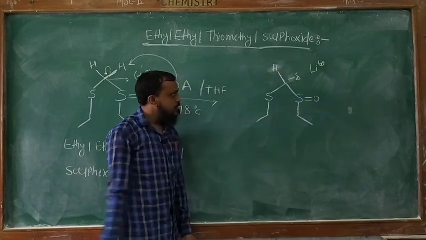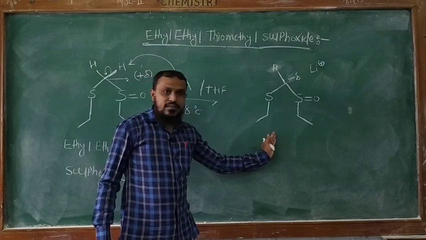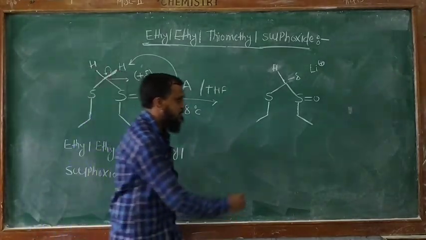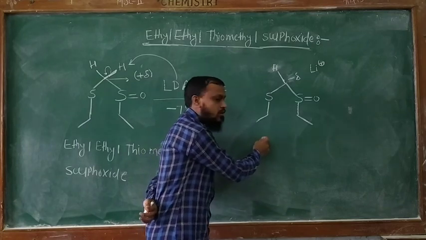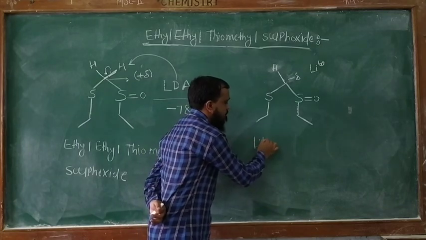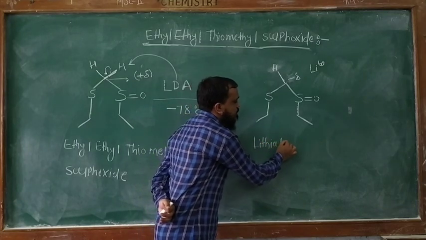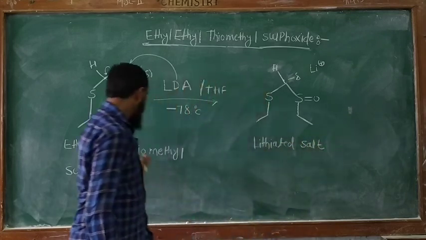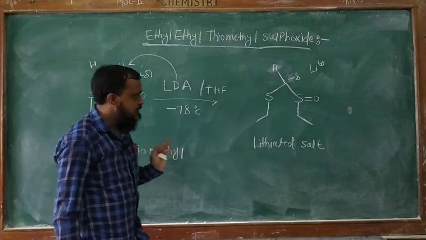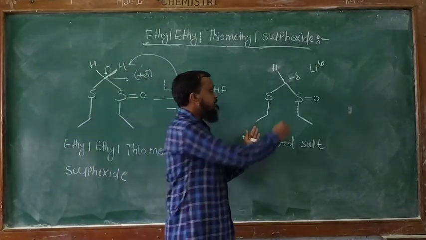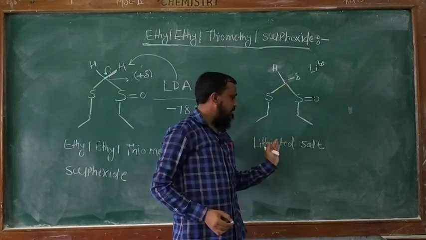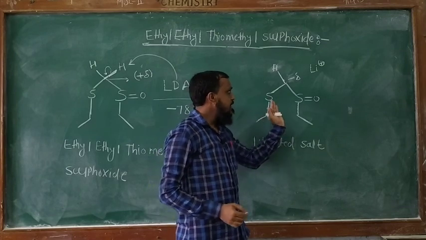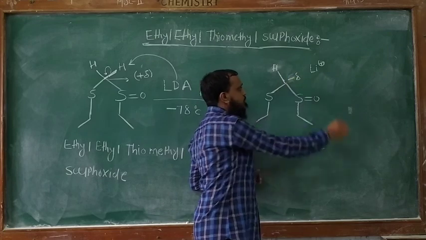Okay, when we see the salt of ethyl thio-methyl sulphoxide, the lithiated salt of ethyl thio-methyl sulphoxide, when we see the structure of the lithiated salt of ethyl thio-methyl sulphoxide, here the umpolung is observed.